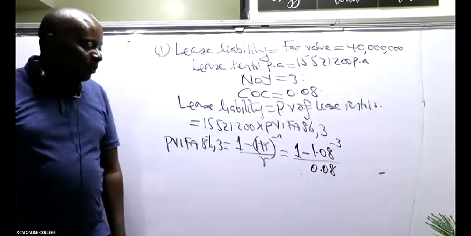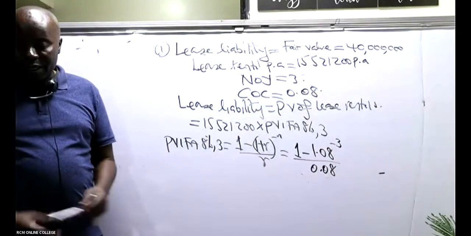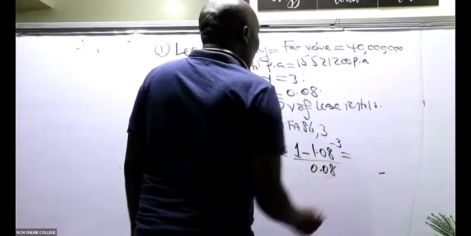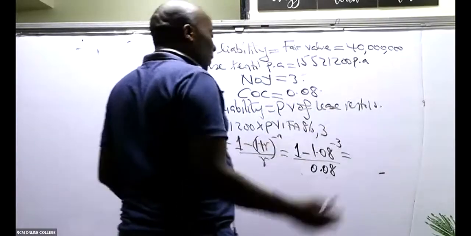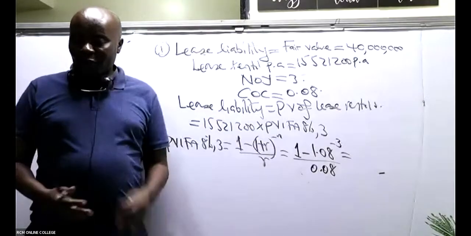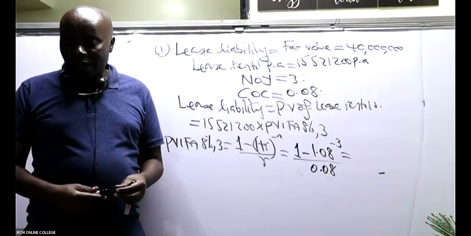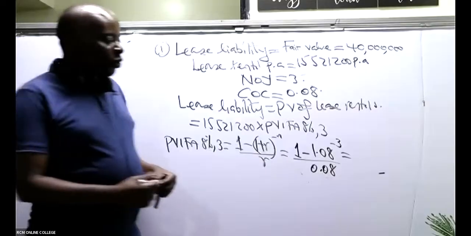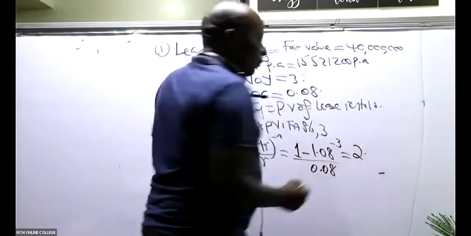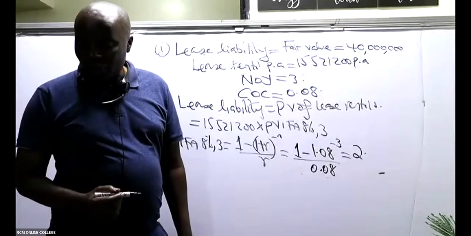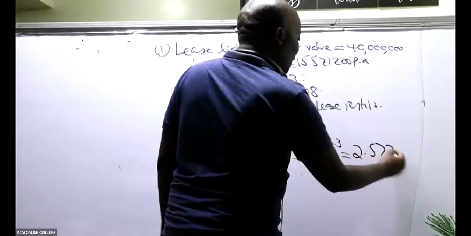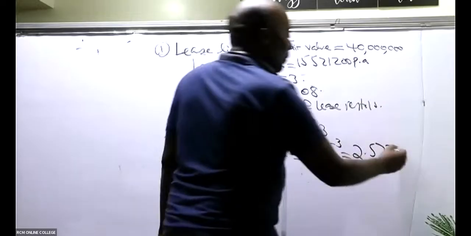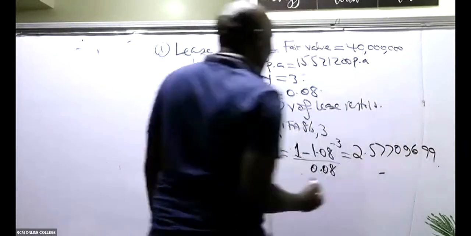Is somebody able to give me this PV? 2.5771. Can you kindly try this time round to provide this figure to 8 decimal places? Let's try giving the whole figure. I know it is 2.5, yes, 2.577, 0.9698, 0.9699. Just like that. Thank you so much.